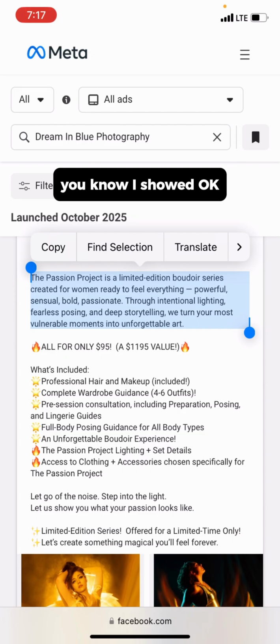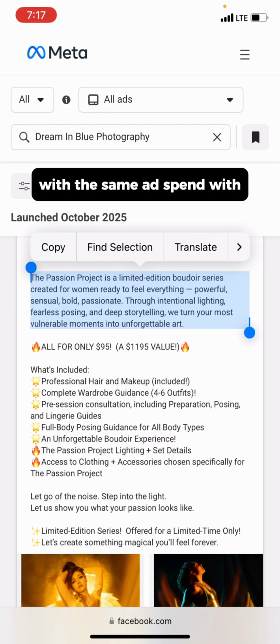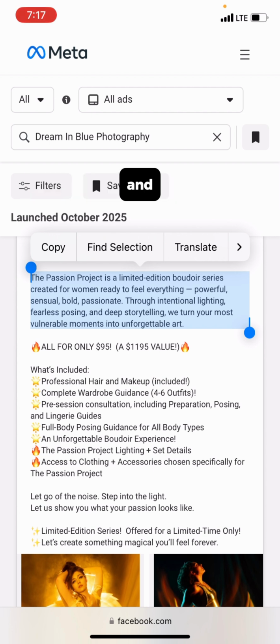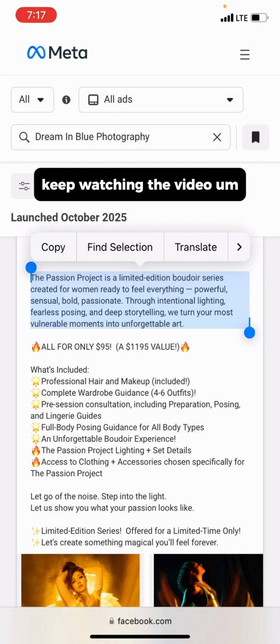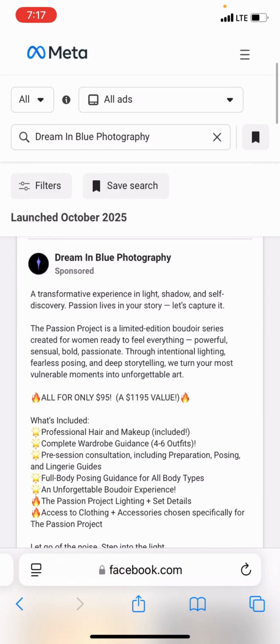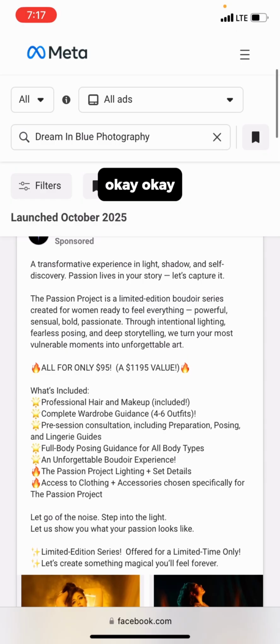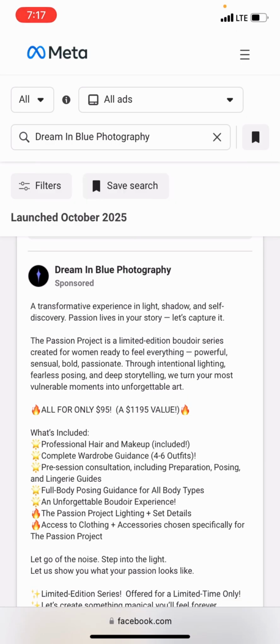I showed, okay, I've been able to 2 to 4x the amount of women coming through ads with the same ad spend, Boudoir Facebook ads on my own. Okay, that was why you should listen to me. Keep watching the video. So let's see what we got here. Okay. All right. So we're missing the authority hook, aka the hook 2.